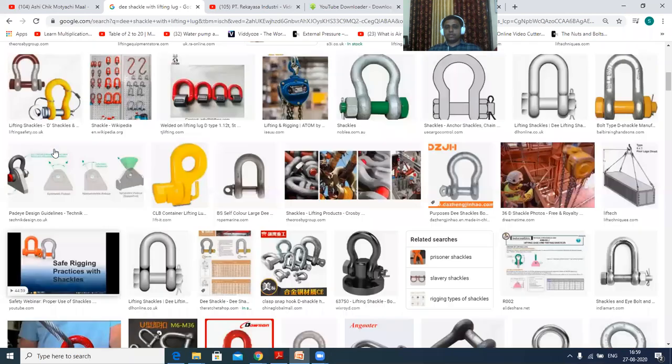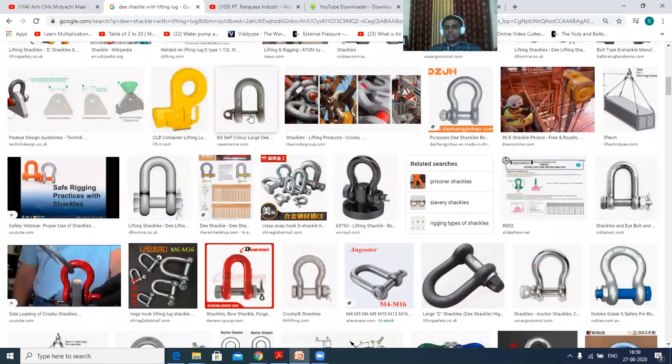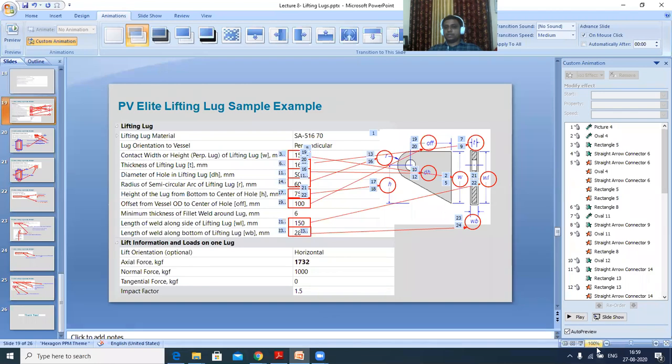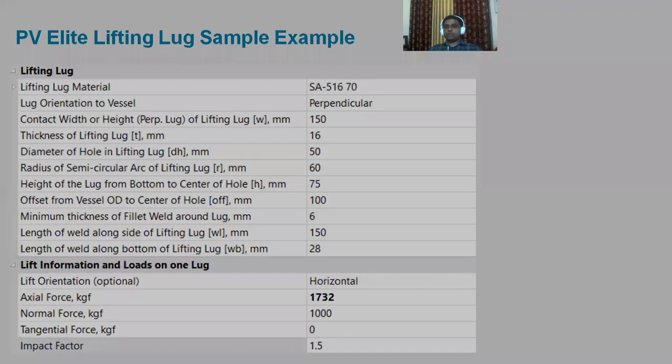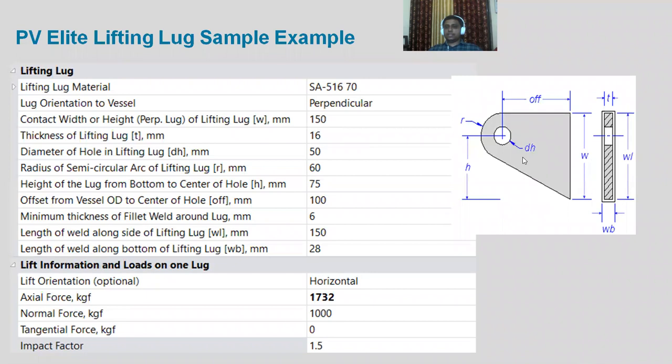This is very important, as people are getting confused. This is the pin diameter that we have to give over here. This is the pin diameter, that is what we have to mention over here. DH is nothing but that pin diameter. So we were at this point of off center distance.